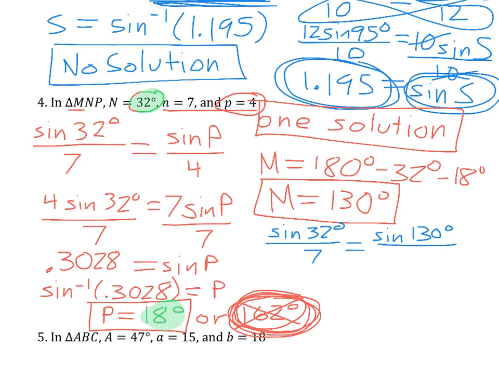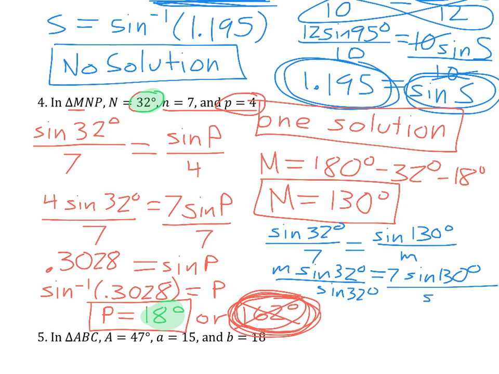over, and we don't know lowercase m yet, cross multiply. M times sine 32 equals 7 times sine 130. Now we divide both sides by sine of 32 degrees. That gives us that m equals 10.1 and whatever the unit of length is. Alright, we're done with number 4.